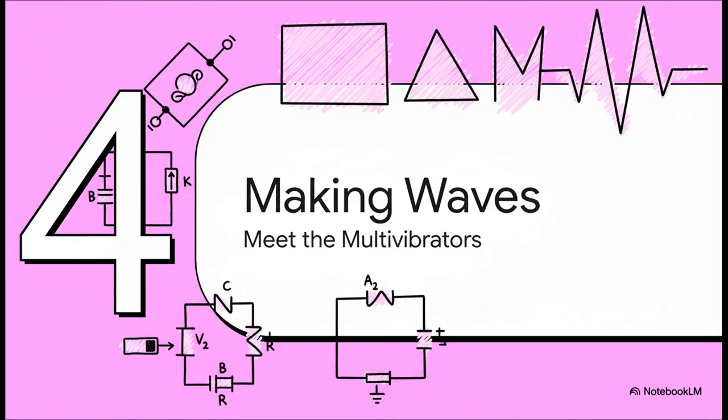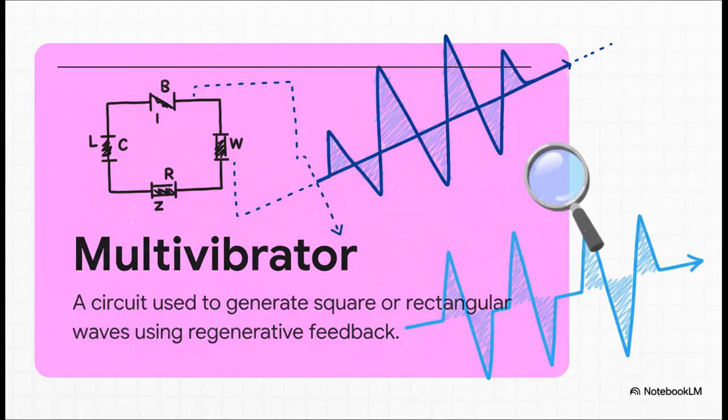Okay, so we know what these waves are, and we know how to measure them. But where do they come from? How are they actually made in a circuit? Well, that's where these special circuits called multivibrators come into play. So what is a multivibrator?